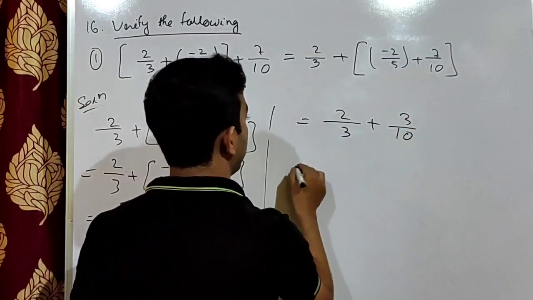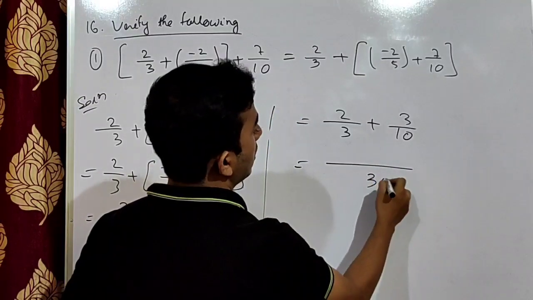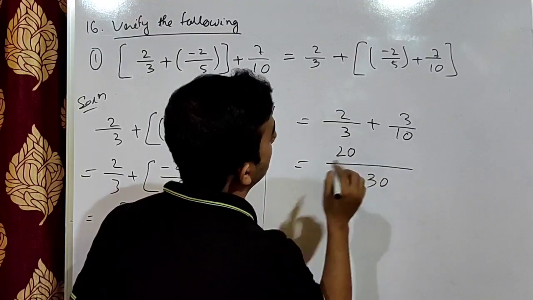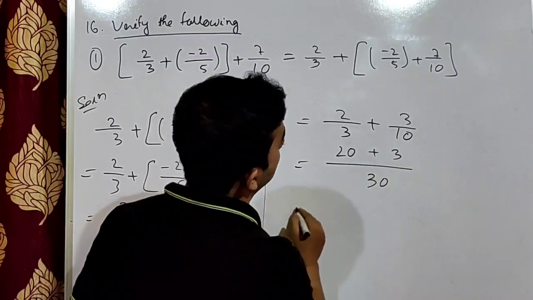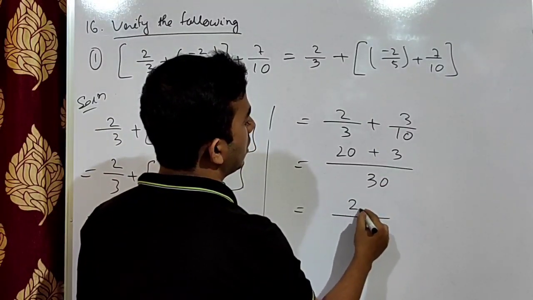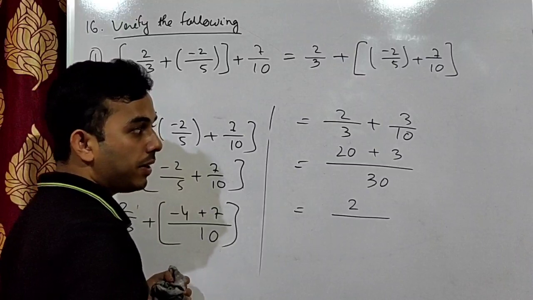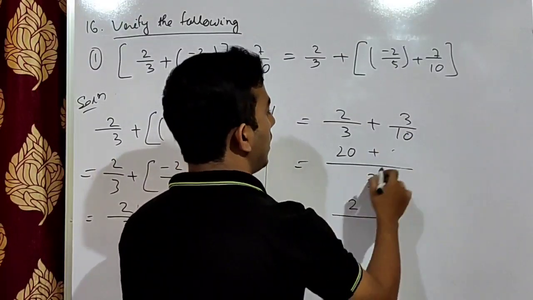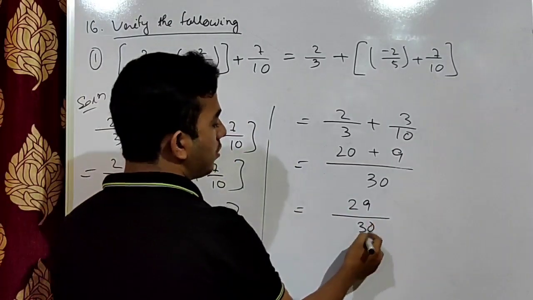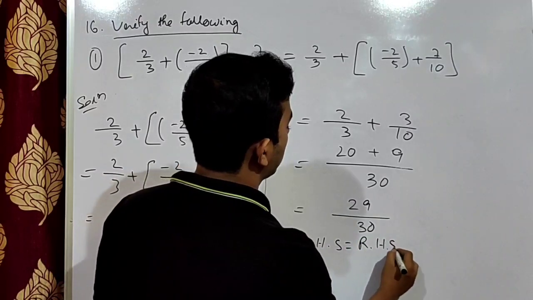3 by 10. Again look, 10 into 3 is 30. So 10 into 2 is 20, so 20 plus 3. Sorry. When we divide 30 by 10, it becomes 3. So 3 into 3 is 9. Clear? Now 20 plus 9 is how much? 29. So 29 by 30. Our LHS was also 29 by 30, and RHS is also 29 by 30. Therefore LHS equals RHS. Verified.